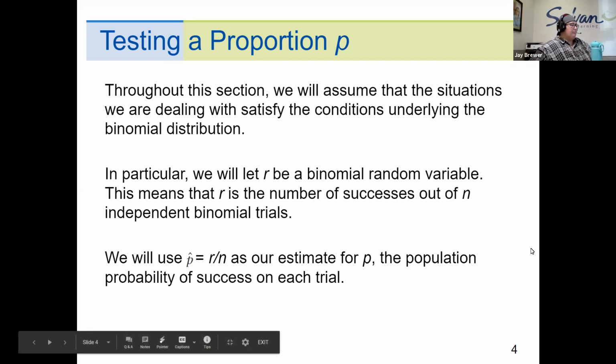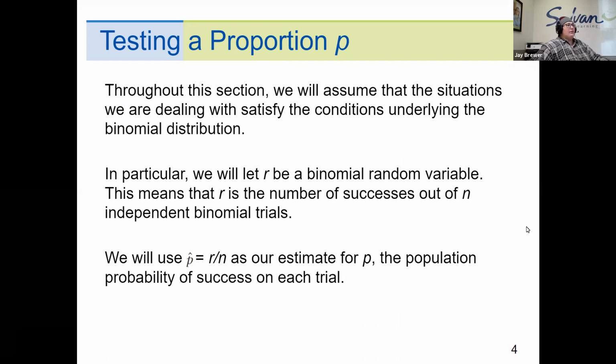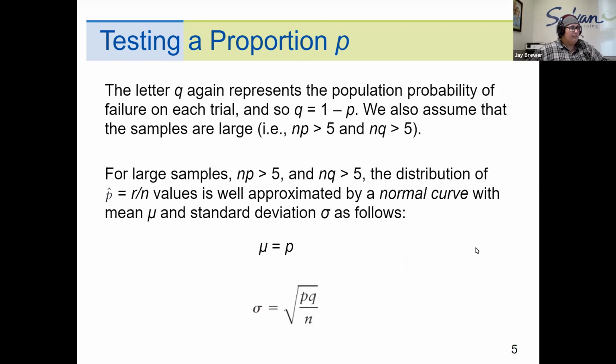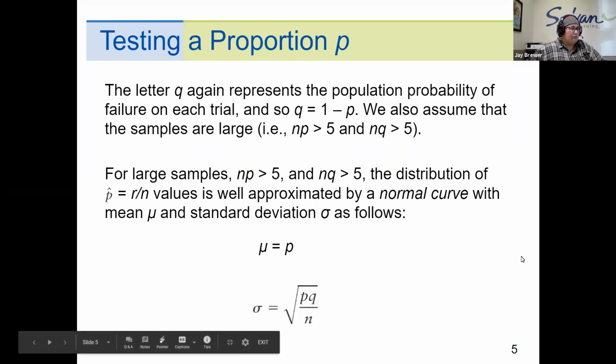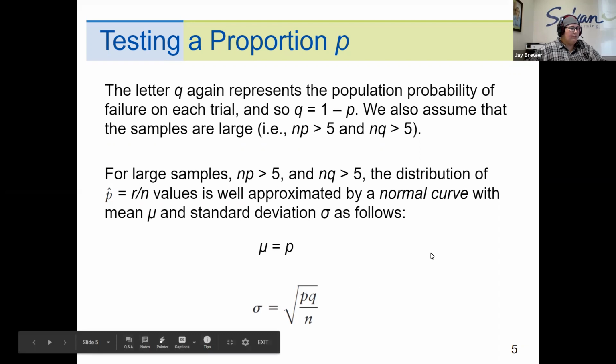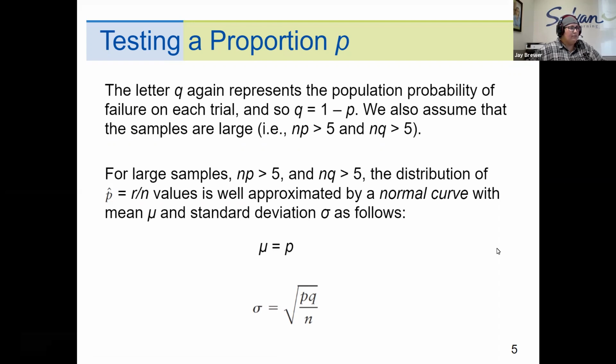Feel free to pause at any point to take any extra notes you would like to take down. The letter Q again is representing the probability of failure, so Q equals 1 minus P. Remember that for large samples, we're going to check N times P greater than 5 and N times Q greater than 5 in order to figure out if we can use this. And then mu is equal to P and sigma is equal to the square root of P times Q divided by N.